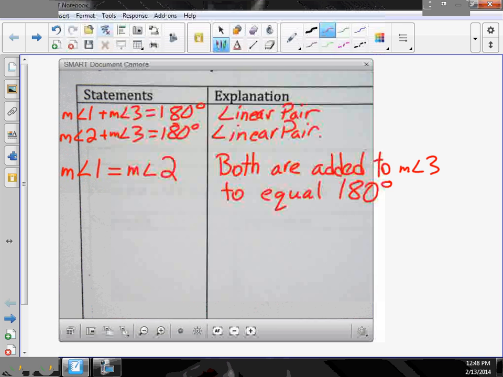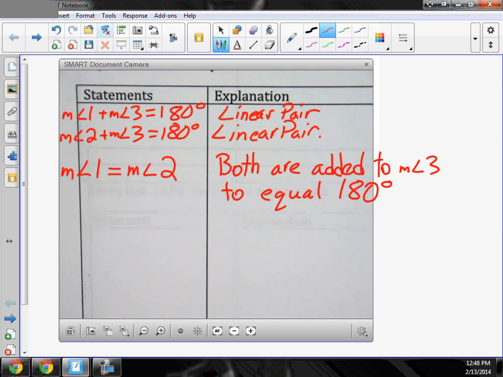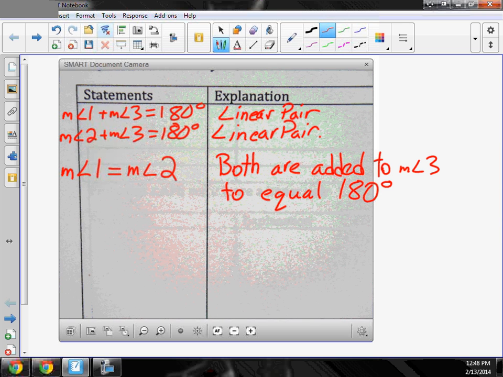What's that? Last year, were they more ornery about it? Yeah?